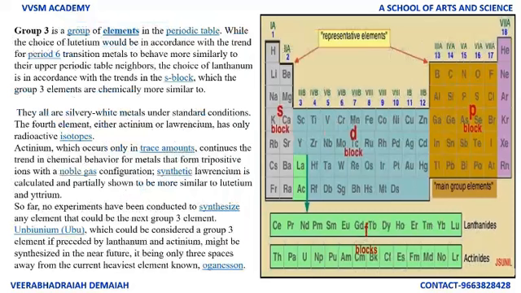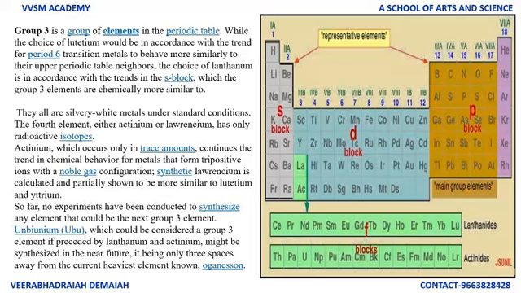Group 3 is a group of elements in the periodic table, while the choice of lutetium would be in accordance with the trend for period 6 transition metals to behave more similarly to their upper periodic table neighbors. The choice of lanthanum is in accordance with the trends in the S block, in which the group 3 elements are chemically more similar. They all are silvery white metals.